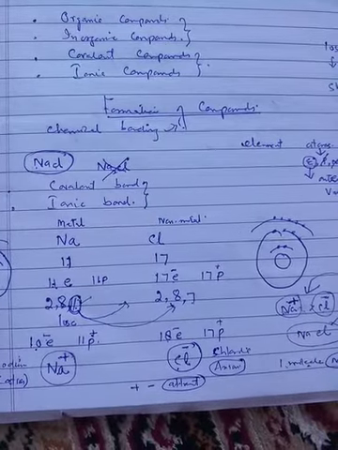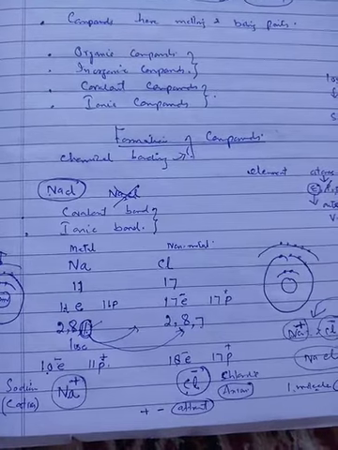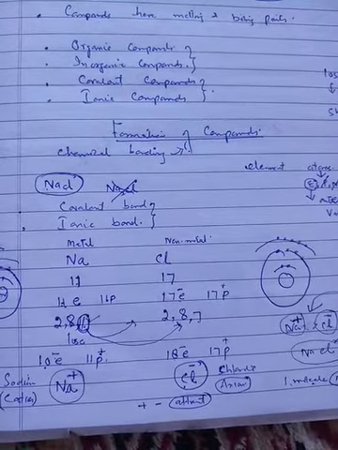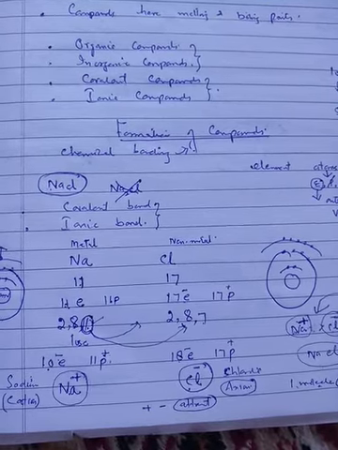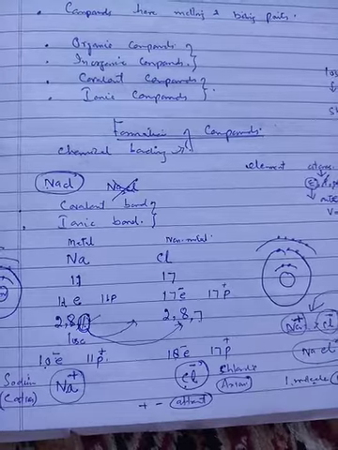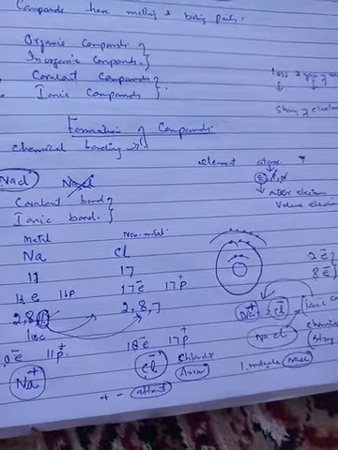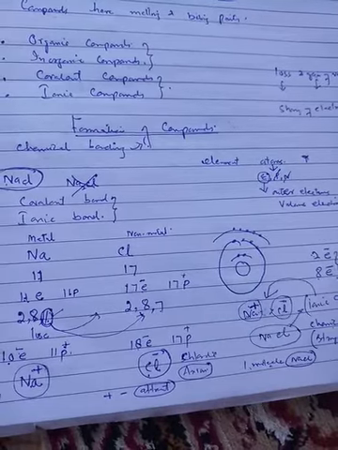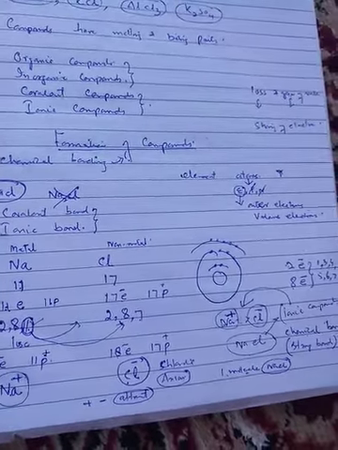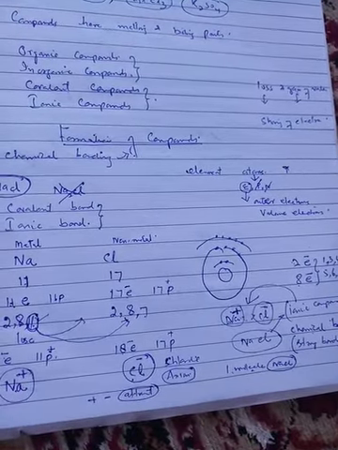Dear students, today we will discuss how compounds are formed. As we know, compounds are formed from elements when two or more elements combine together, they form a compound. So compounds may be formed in two ways.